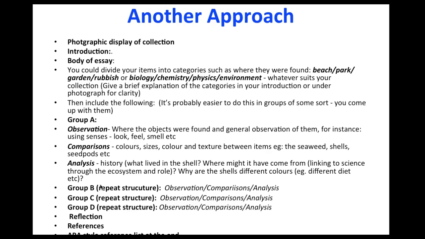Observation. Where were the objects found, and a general observation of them, for instance using your senses: look, feel, smell, etc. Comparisons: colour, size, texture. For example, seaweed, shells, seed pods. Then you analyse them. History.